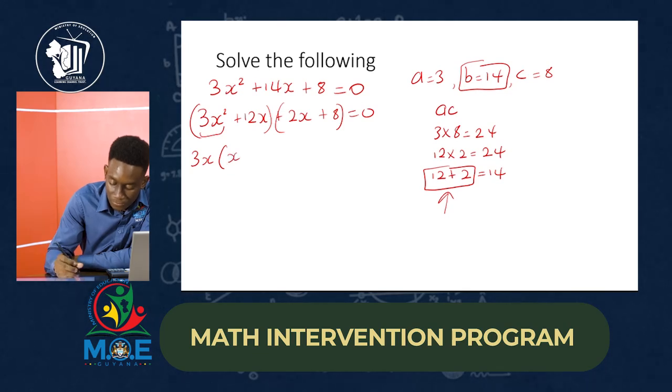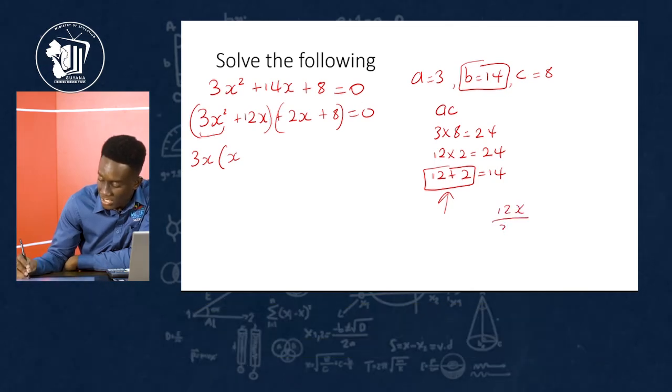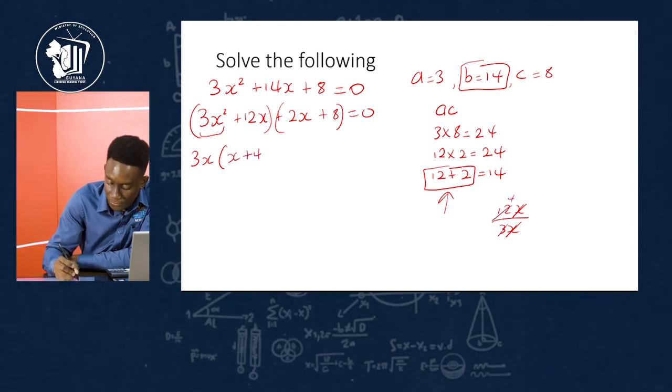From the first term, we're left with simply x. When you factor out 3x from 12x, we are left with 12x divided by 3x. The x will cancel out, and 12 divided by 3 gives you 4. So we're left with plus 4.